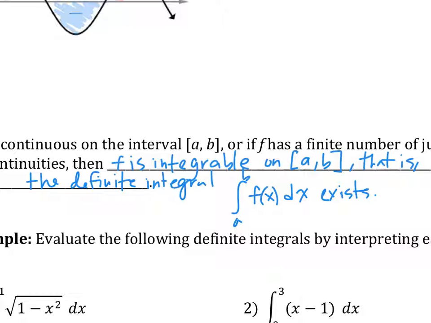How do you say that word? Integrable. Integrable? You don't know? Integrable?